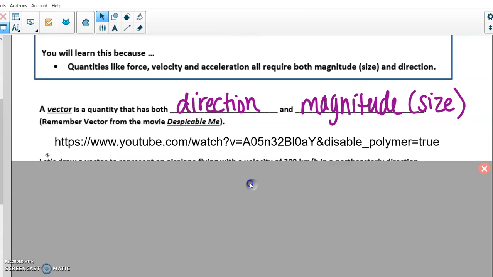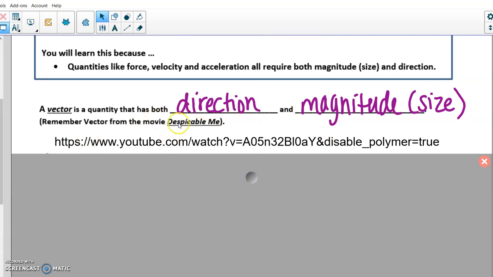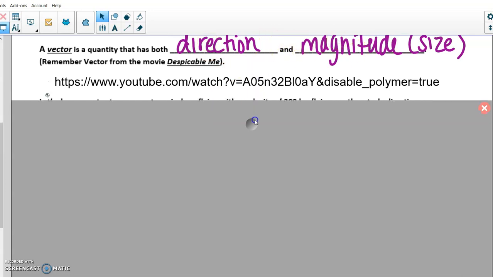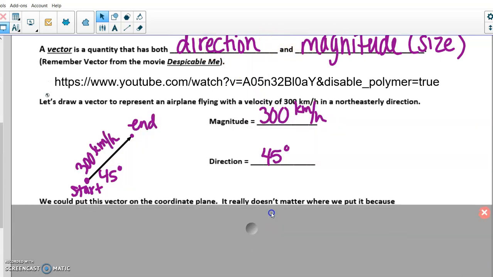the size of it. If I were in class right now, we would watch this video, but we're not, so I'm not going to. But if you're familiar with Despicable Me, there is a villain in there named Vector, and he possesses these properties and talks about them in this little clip here.